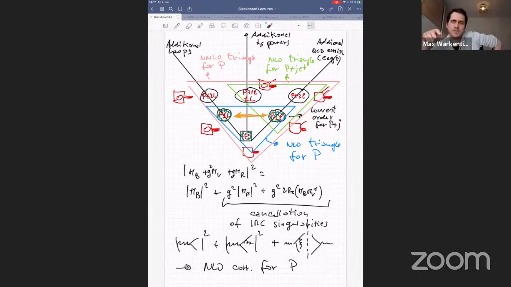I see. So just to be clear, up to now, nobody has actually calculated processes with jets in the final states which contain many particles, like 10 particles or whatever.